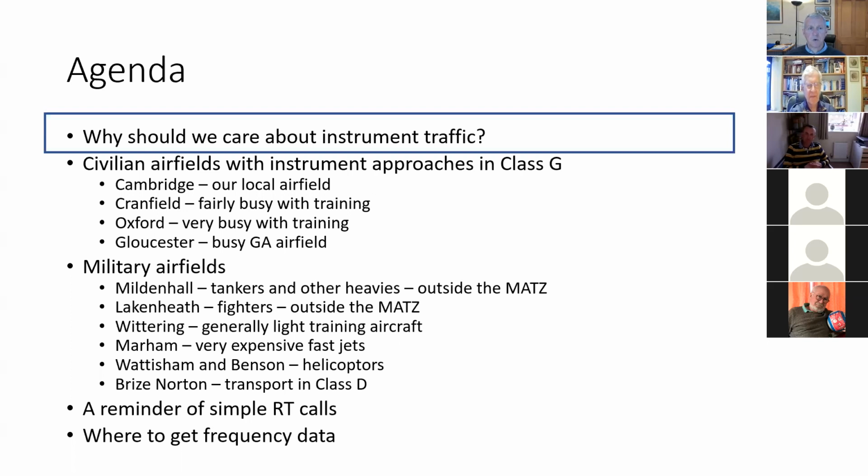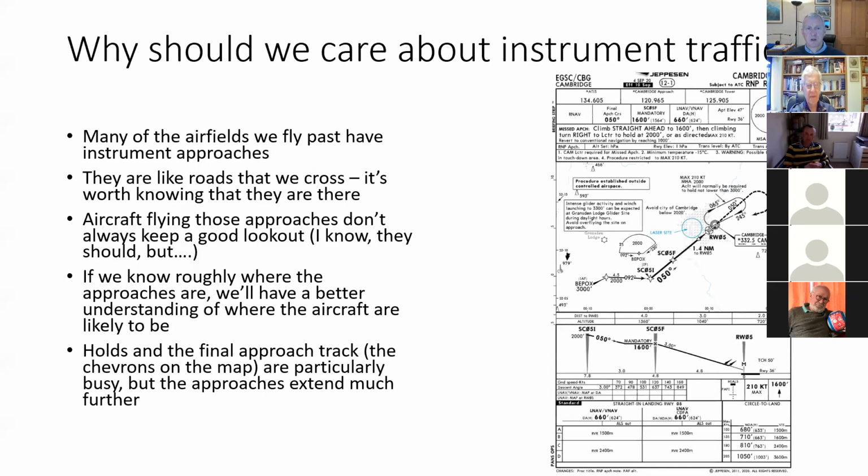So let's start here. Why should we care about instrument traffic? We're glider pilots, right? We don't care about that. But many of the airfields we fly past have instrument approaches. This chart on the right is the sort of instrument approach that we might see at Cambridge, one of them, and we'll talk about that in a bit more. And in a way, they're like roads that we cross. As we're traveling around, it's like walking across roads, and some of them are nice country roads and some of them are motorways. So it's sort of worth knowing which are which.